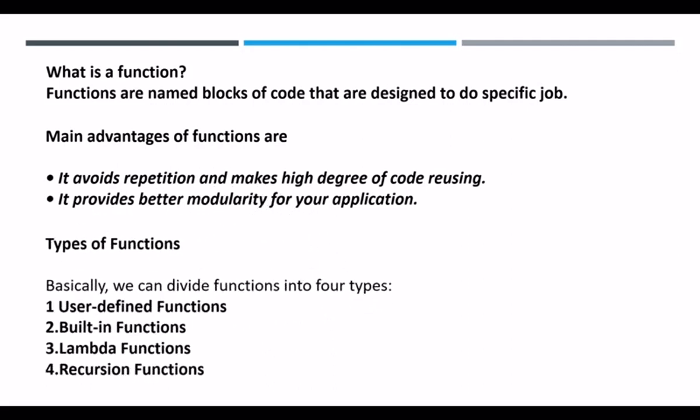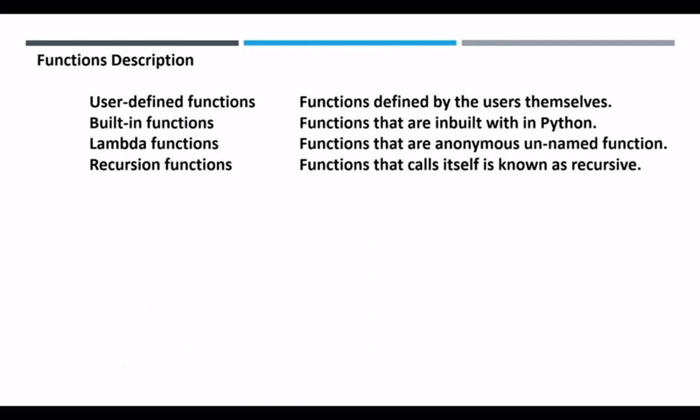In Python, we can divide these functions into four types: user-defined functions, built-in functions, lambda functions, and recursion functions. These are the four types of functions which are available in Python. Now let us see a small description about those functions.